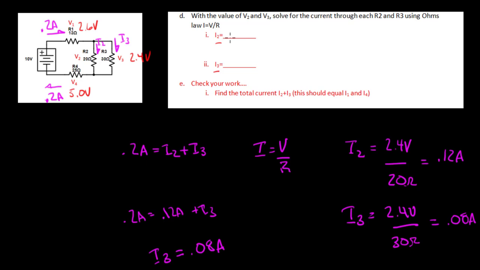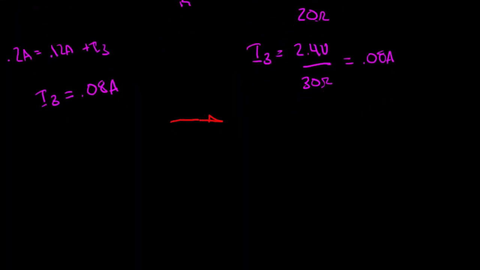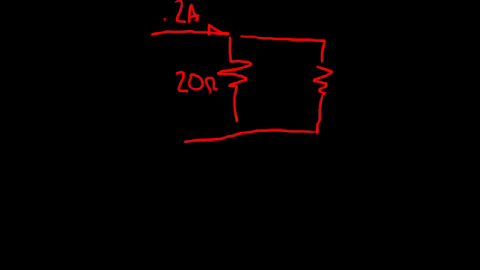Now, a couple of takeaways from this that are not necessarily obvious. Sorry, I'm writing this in purple, or magenta rather, instead of red. But look at the way that the current split. I'm going to draw this out a little larger just for an extra learning point here. I had my 0.2 amps coming in, and then it split and went through a resistor that's 20 ohms. It also split and went through a resistor that was 30 ohms, and then recombined down here at the bottom.